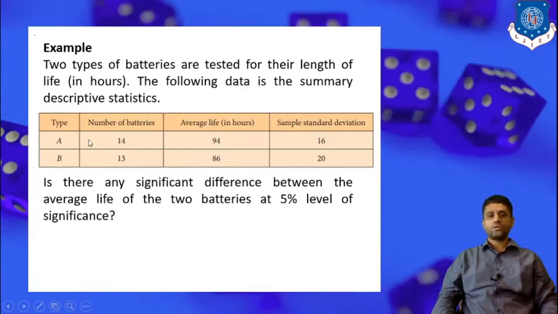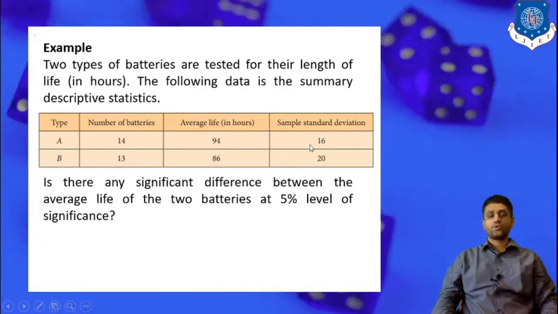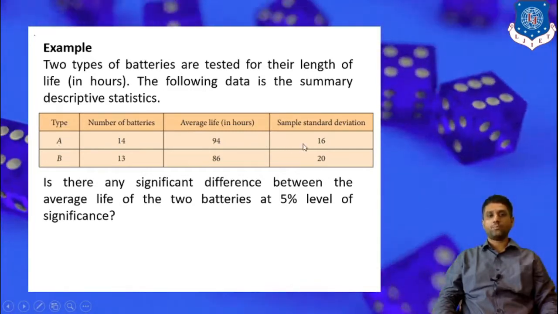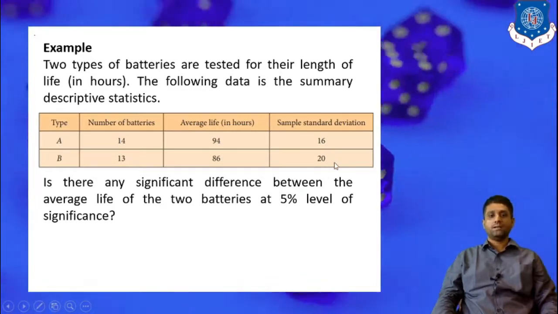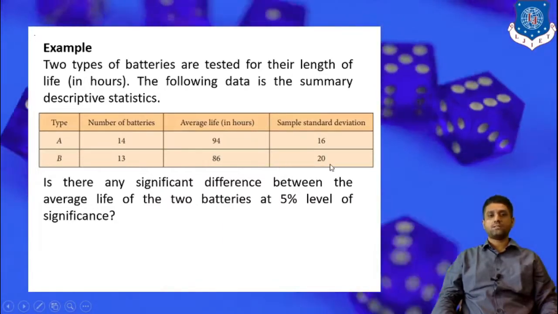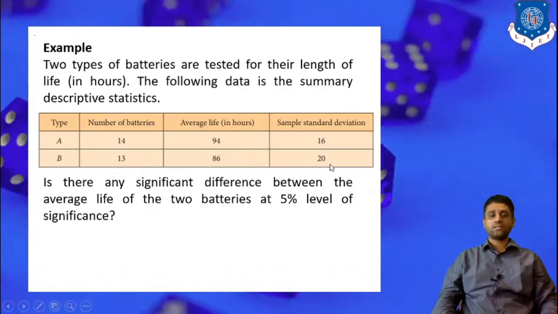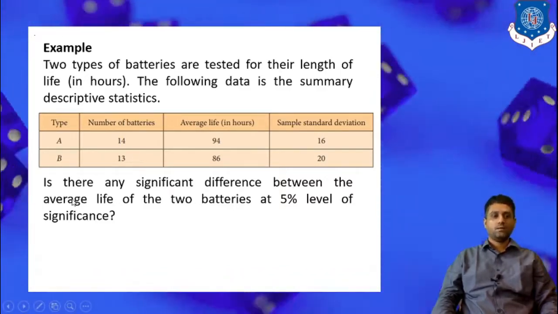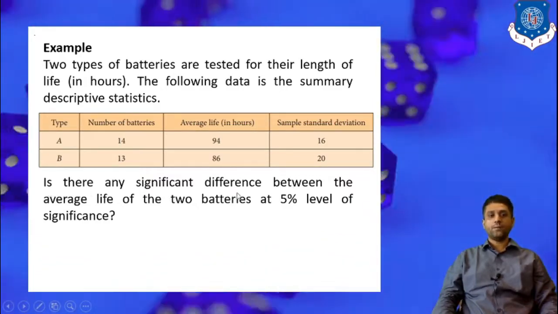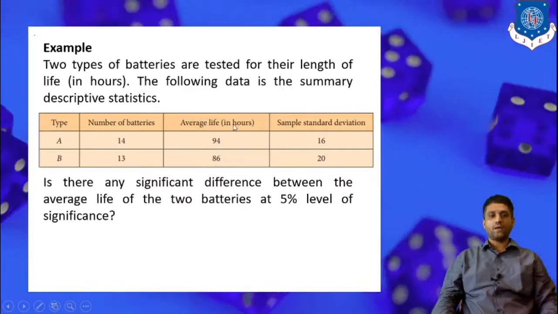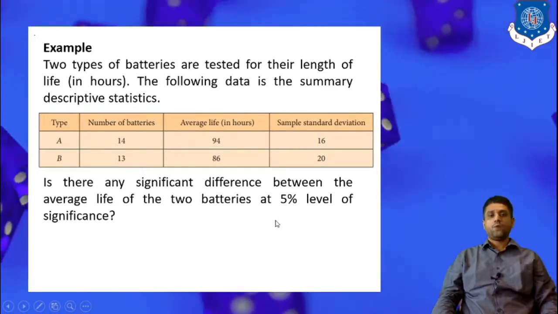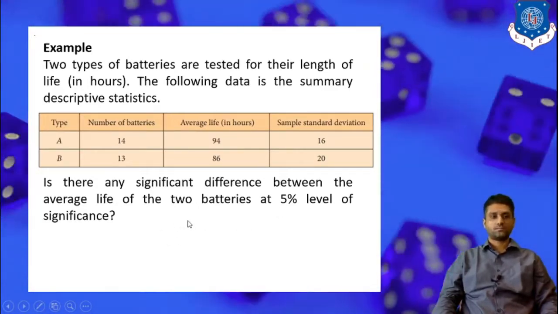The standard deviation of the type A battery is 16. So it may be possible that the life of the type A battery is 94 plus or minus 16. Similarly, the life of the type B battery is 86 plus or minus its standard deviation, that is 86 plus or minus 20. Our aim is to check whether there is any significant difference between the average life of these two types of battery, type A and type B, at 5% level of significance.